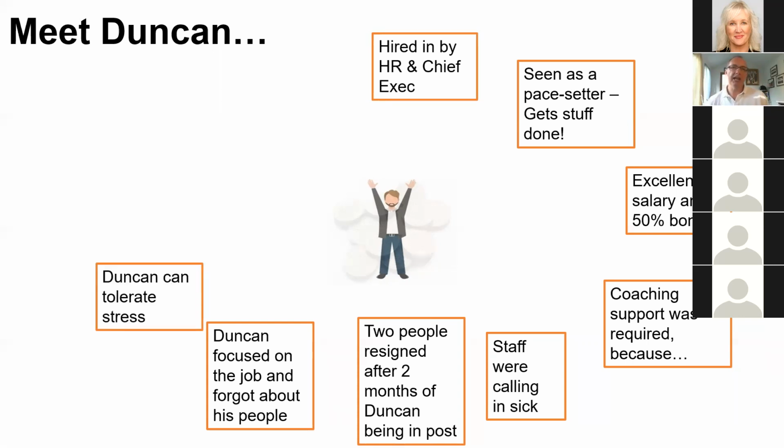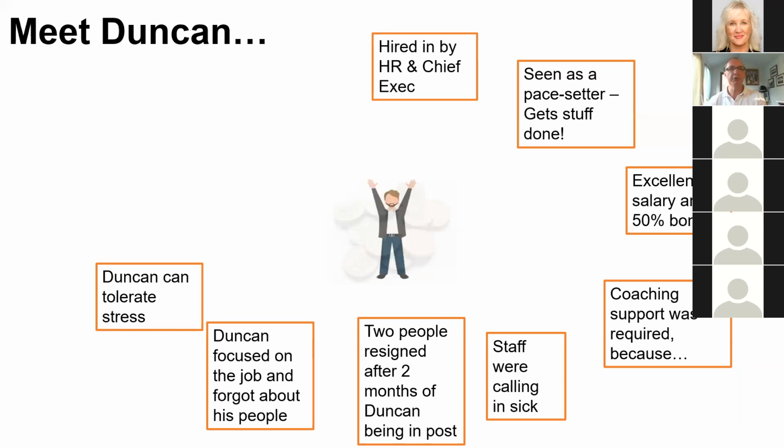So the other thing about Duncan was he was good at decision making. He got things done. He was fast. He was pace setting. And what he was really good at is he could tolerate stress. Yeah, just bring it on. Give me some more stuff. I don't care if 2 people have left. I don't care if people are going sick. I just want to get this job done. I just want to get the money in for the company so that we're high performing again.